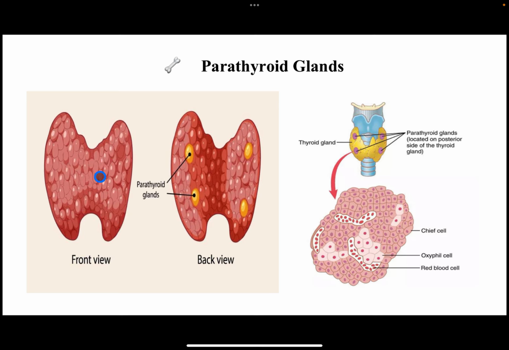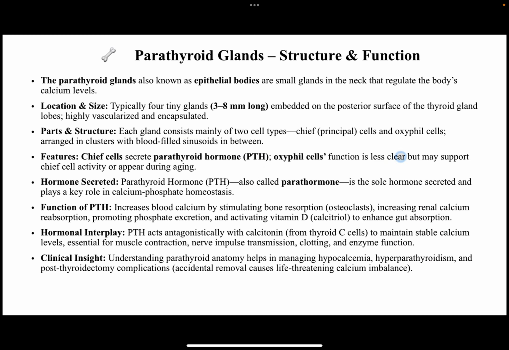This is the anterior or front view of the thyroid gland. This is the back view of the thyroid gland. At the back view, we have the parathyroid glands: 1, 2, 3, 4. They are 4 in number. Let's look at the back view on this diagram: 1, 2, 3, 4. These are the parathyroid glands. Like I said, they are located on the posterior side of the thyroid gland.